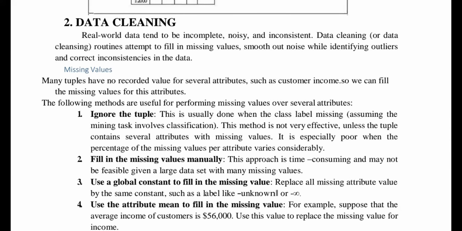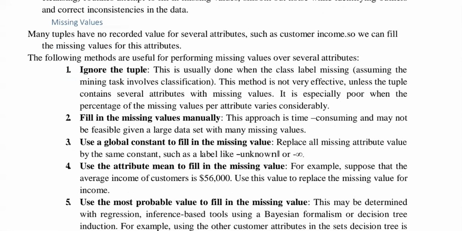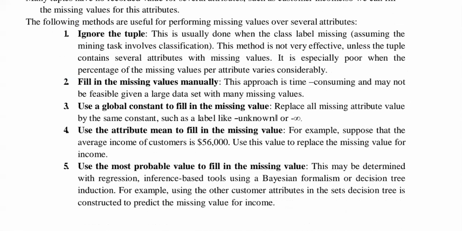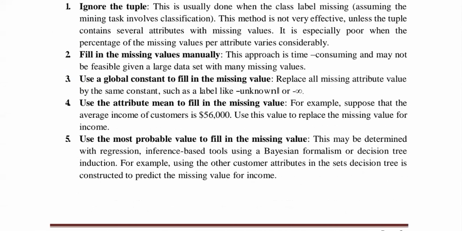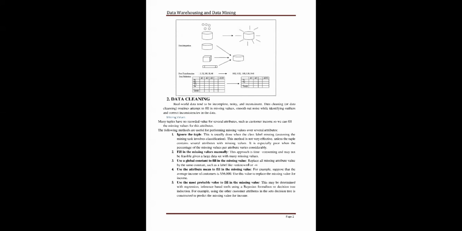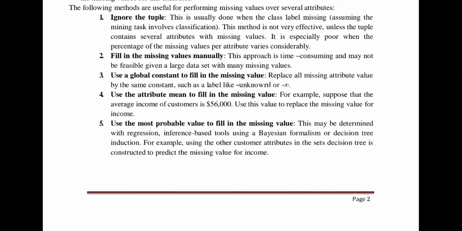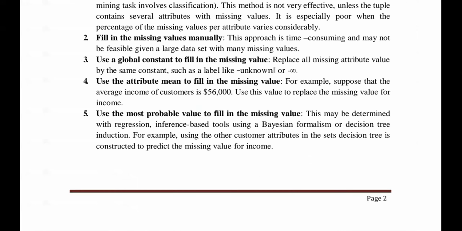Wherever there are missing values, you have to handle those columns here. Ignore the tuple, fill in the missing values manually, use a global constant to fill the missing value, use the attribute mean to fill the missing value, and use the most probable value to fill the missing value.